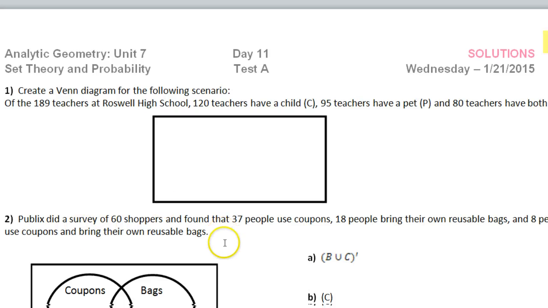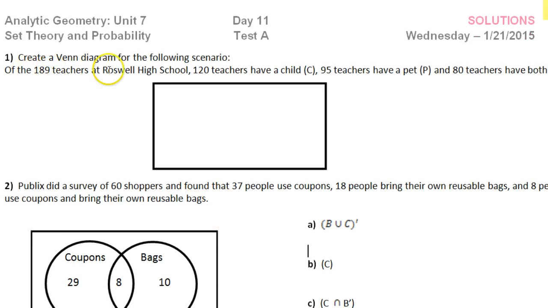Alright, this was a test on set theory and probability. We're going to be working with Venn diagrams, cards, the probability of this given that, complement, union, intersection, all that good stuff. So problem number 1. Create a Venn diagram for the following scenario.